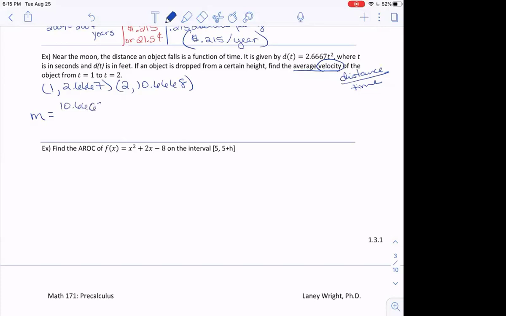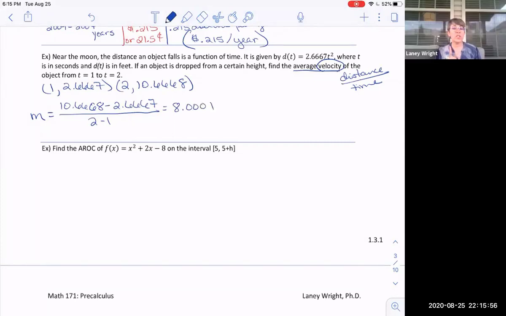So now we need to find the slope, and remember, when we do that, we subtract the y values, what it is that we're studying. So we get 10.6668 minus 2.6667. And then we also have to subtract the t values, our input values in the denominator, which would be 2 minus 1, to give us a slope or an average velocity of 8.0001.